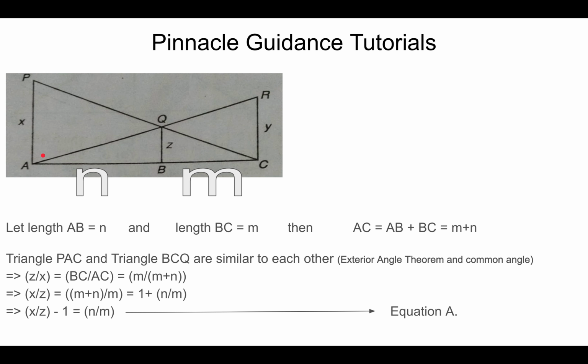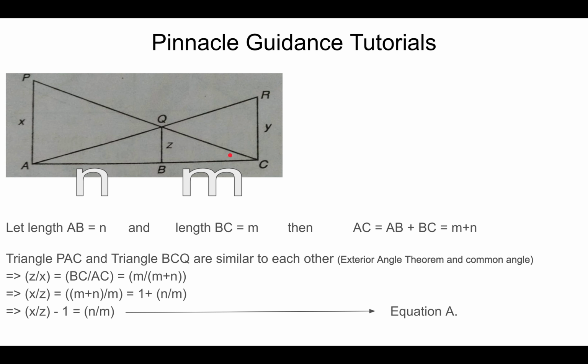How? This is 90 degrees, as it was given in the question that PA and QB are perpendicular to AC. So this is 90 degrees, this is 90 degrees, and this is a common angle. And angle APC and angle BQC are equal from the exterior angle theorem. So this proves that triangle PAC and BCQ are similar to each other.